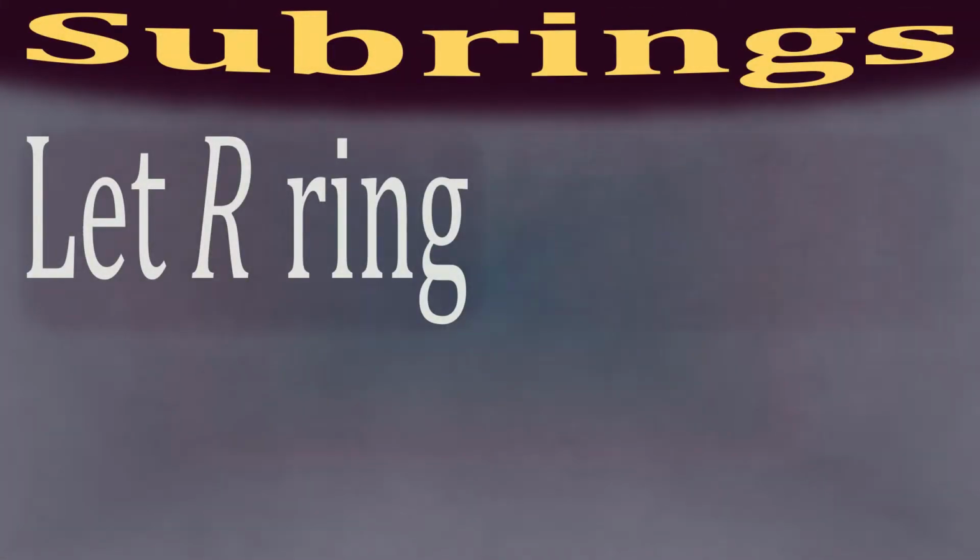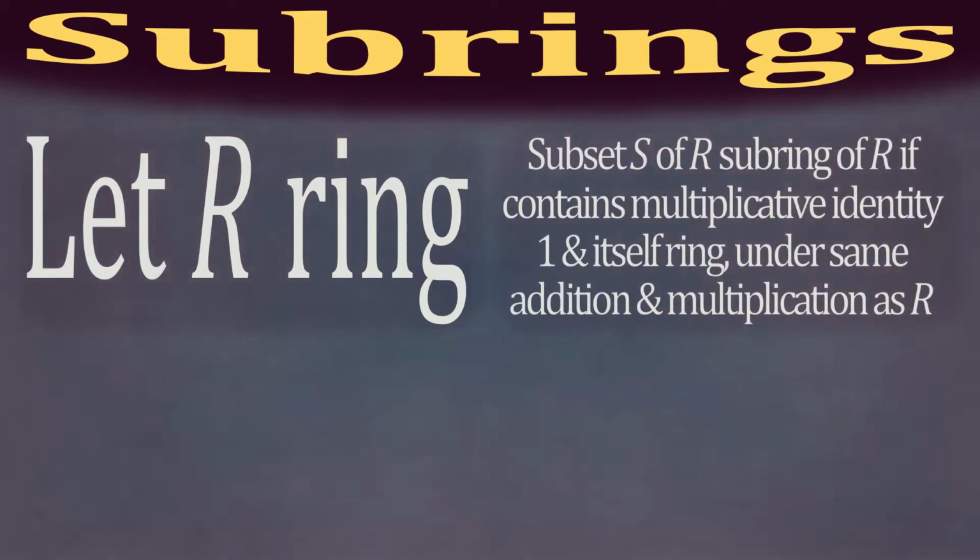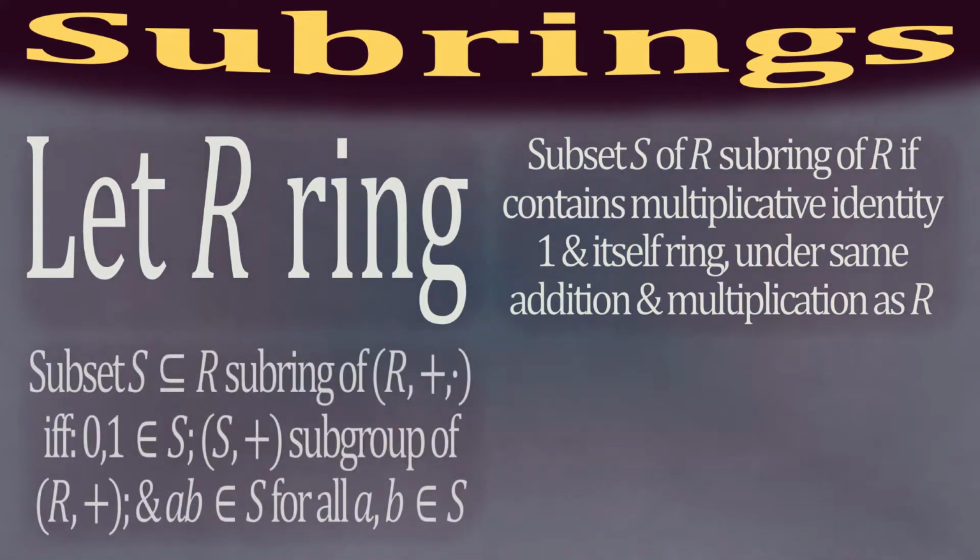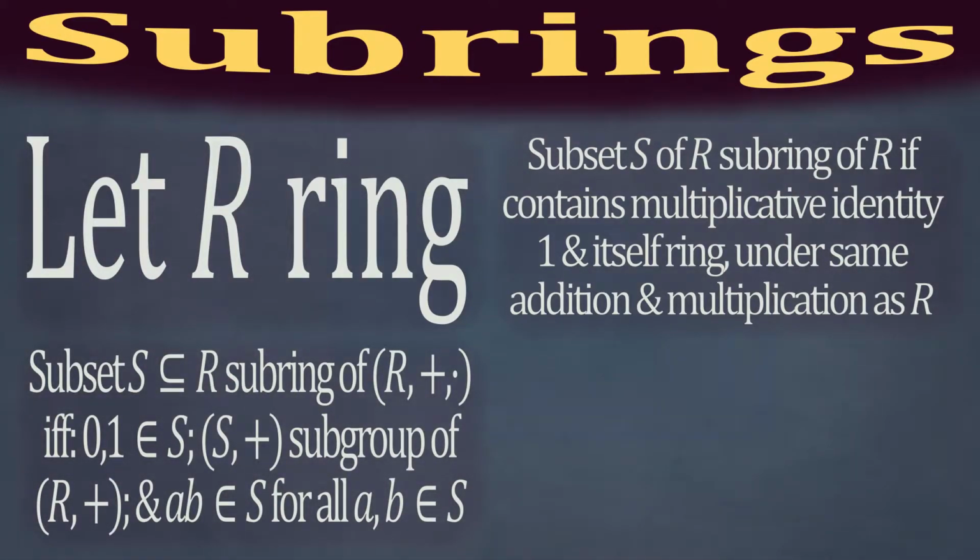Next, let's discuss subring. Let R be a ring. A subset S of R is a subring of R if it contains the multiplicative identity 1 and it itself is a ring under the same addition and multiplication as R. Hence, a subset S of R is a subring of R if and only if 0 and 1 are in S, S with addition is a subgroup of R with addition, and S is closed under multiplication, i.e. for all a, b in S, ab is in S.